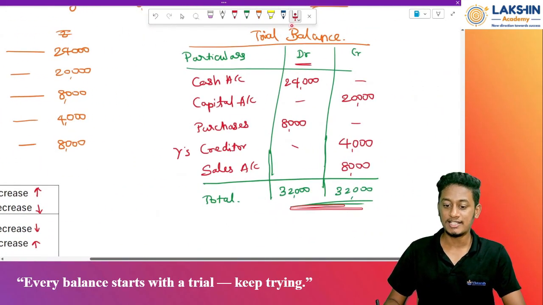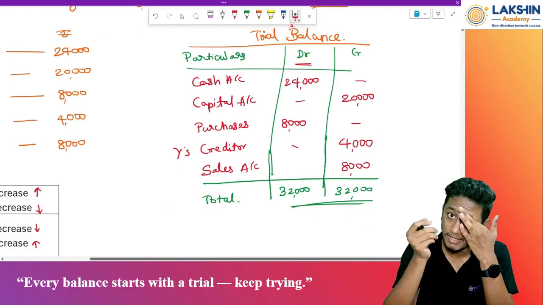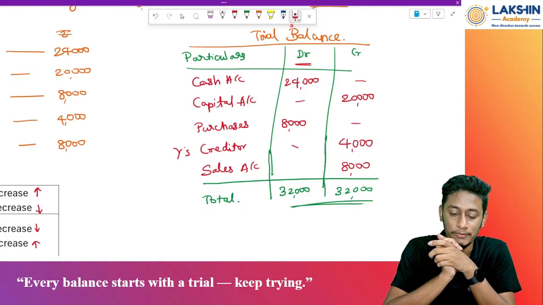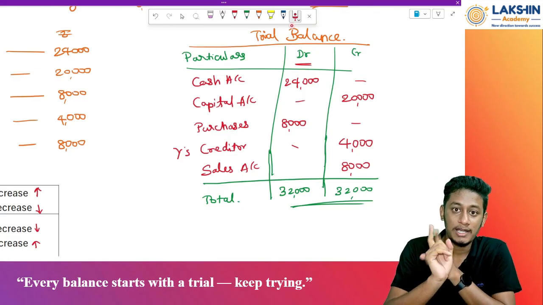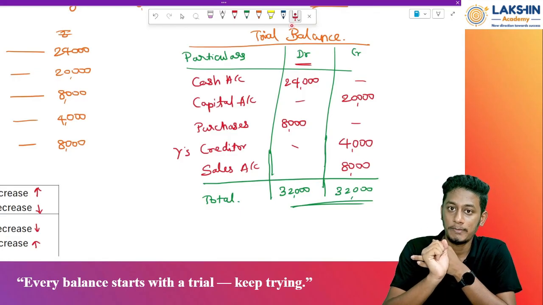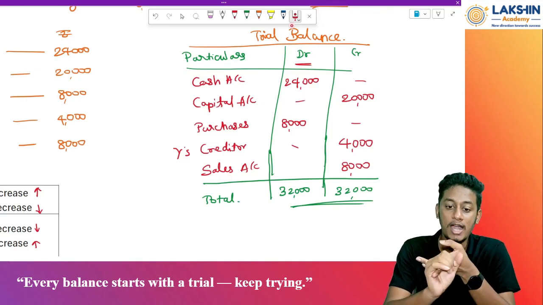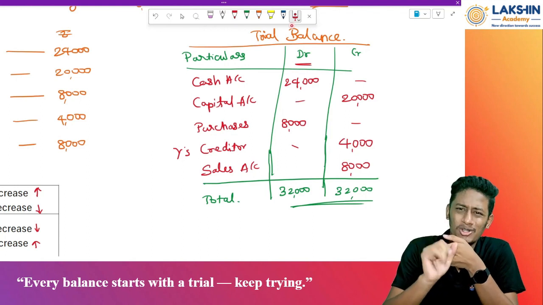So my trial balance has tallied. So this is how you prepare a trial balance. A simple trial balance. See, from the examination point of view, they will not ask you to prepare ledgers and trial balance, or other ledgers. And why is it taught to you then? Why is this taught to you?